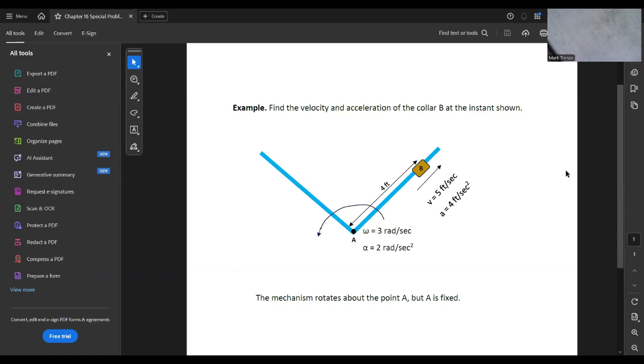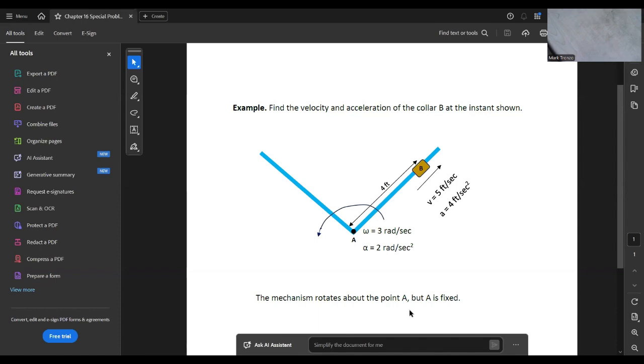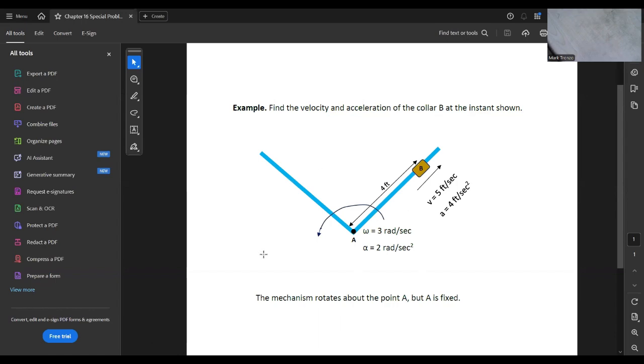Let's take a look at this problem here. Find the velocity and acceleration of collar B at the instant shown. Notice the mechanism rotates about point A, but A is fixed. So we have this mechanism here. It's rotating around this way. And then on the mechanism, there's a collar that's moving at 5 feet per second and accelerating at 4 feet per second squared. But the whole mechanism itself is rotating at 3 radians per second and accelerating at 2 radians per second squared.